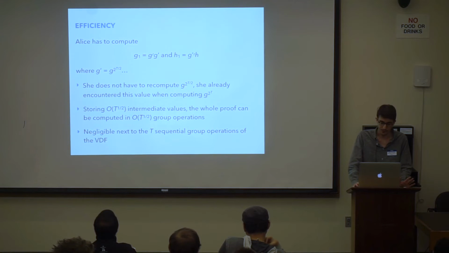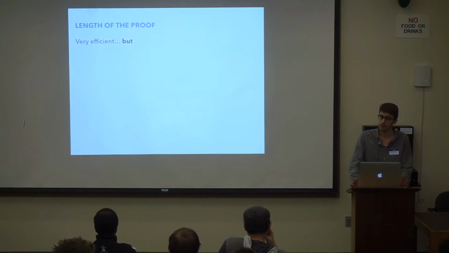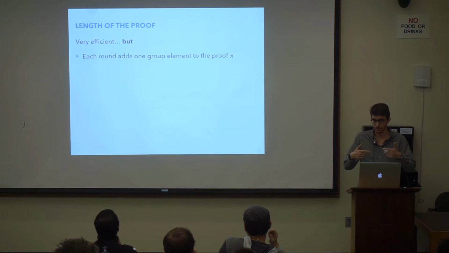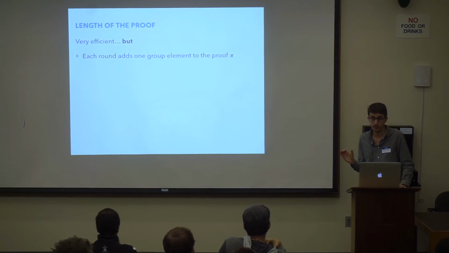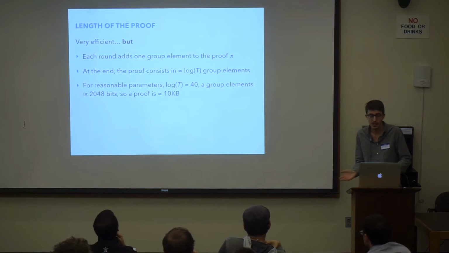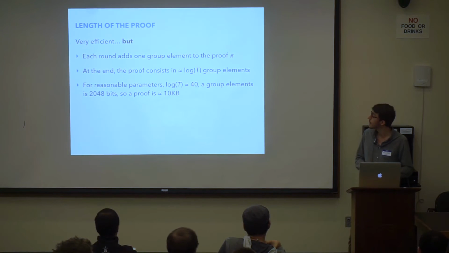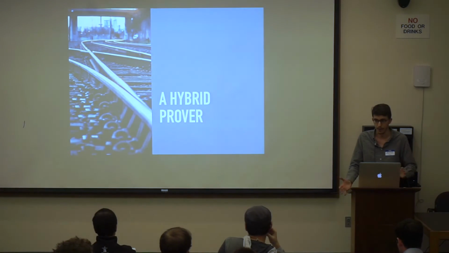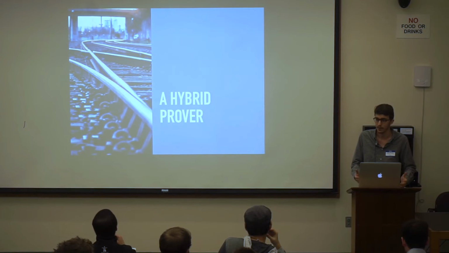So computing the proof is very efficient, but the proofs are longer. Why? Because in every recursive round of the proof, you increase the length of the proof by one group element. So in the end, the proof consists of around log of t group elements. For realistic parameters, log of t will be around 40, and if you're using an RSA group of 2000 bits, in the end you get a proof that is around 10 kilobytes, which is a bit more than you would like. So now you could try to combine the two approaches and get smaller proofs that are easy to compute.